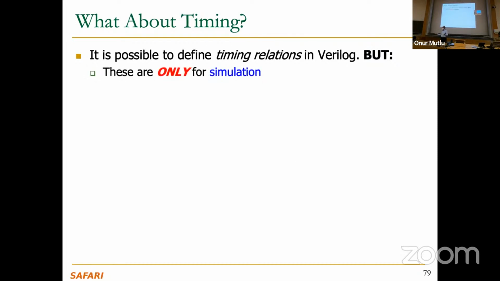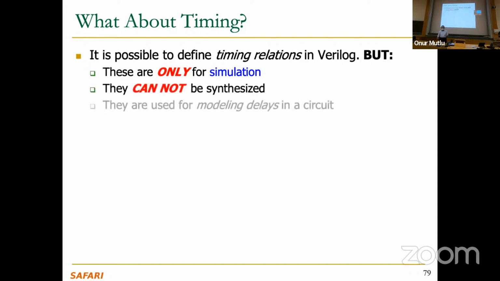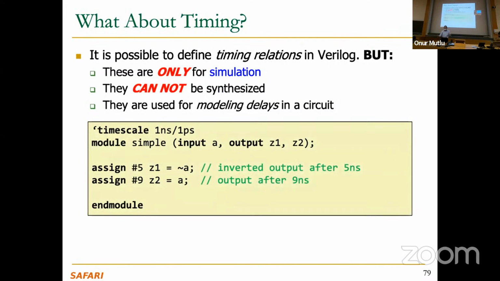They don't dictate how long a circuit will take, because Verilog has no idea. Verilog is a description of the circuit. In the end, the hardware that you realize will dictate the timing. This is for you to verify the timing. And these timings cannot be synthesized also. They're used for modeling delays in a circuit so that you can make sense of the circuit in a timing way. So let's take a look at this.